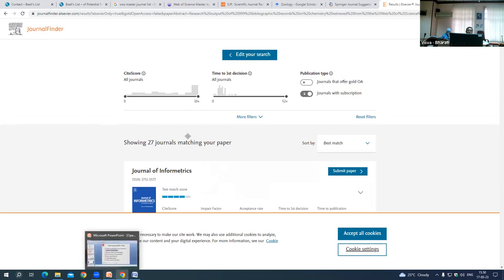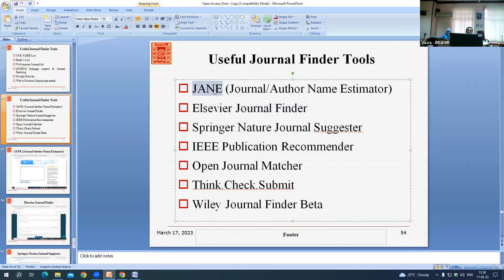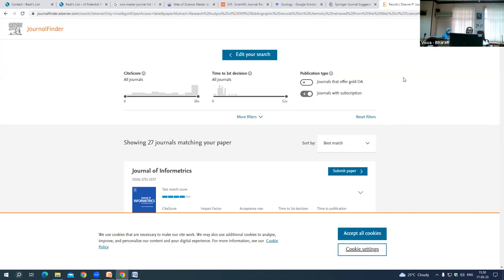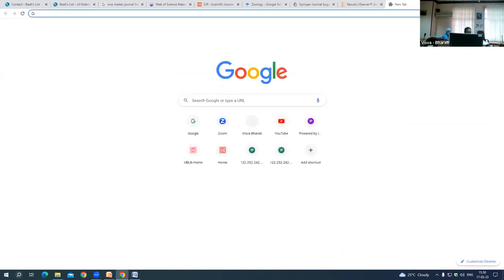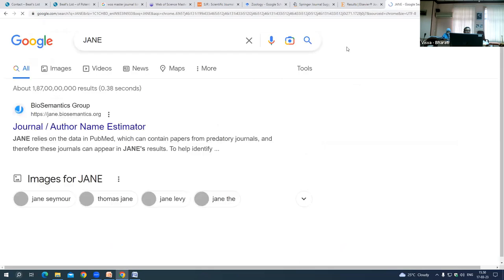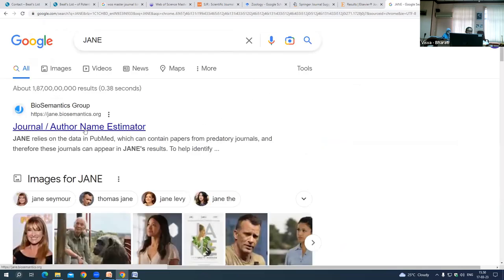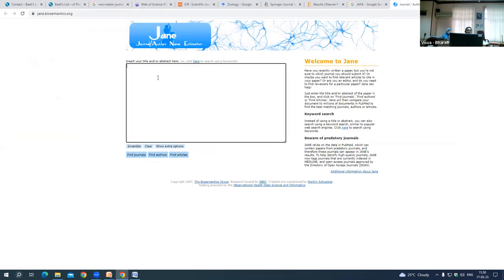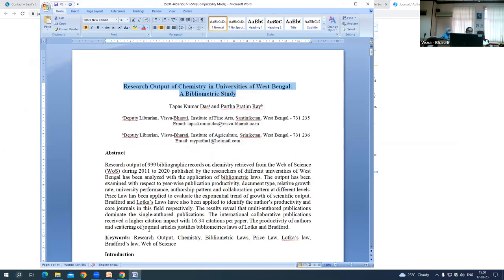And one thing is left, that is JANE. I am showing the last one, JANE. This database deals with medical science, biomedical, and life science. It does not deal with other subjects, so I do not know how satisfactory a result it will give on my search. In this case, we need to insert either the abstract or the title here. So I am putting only the title.